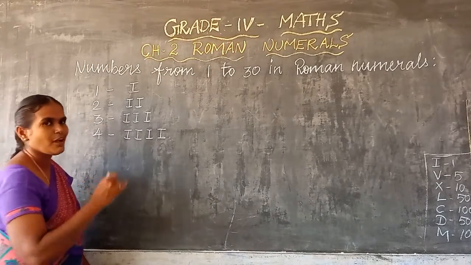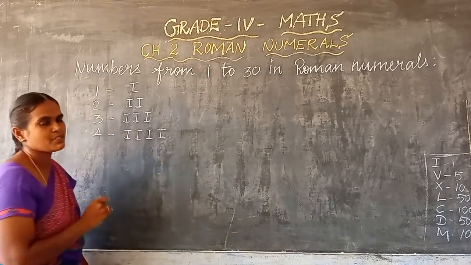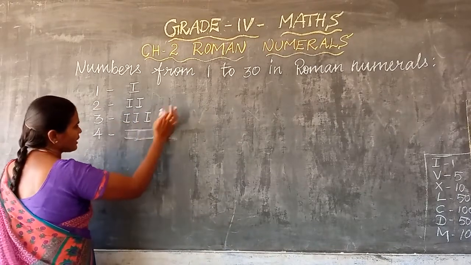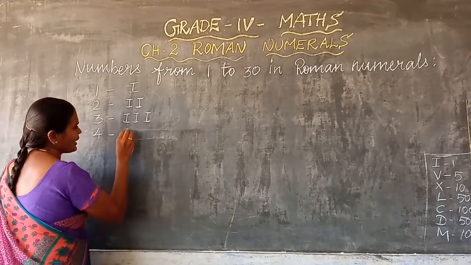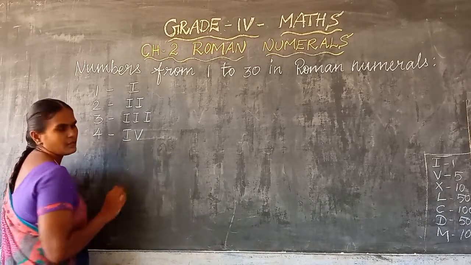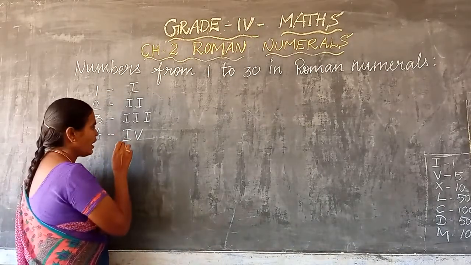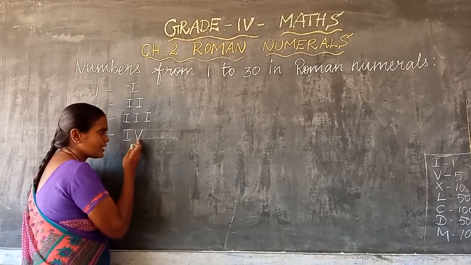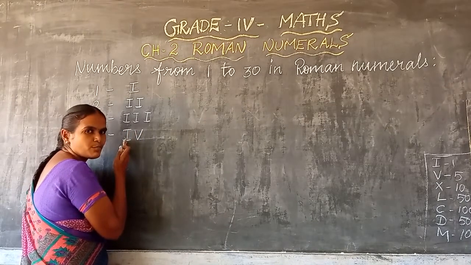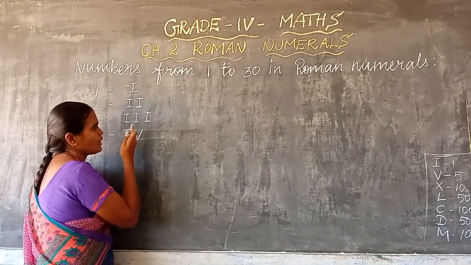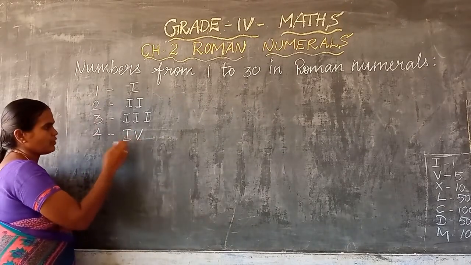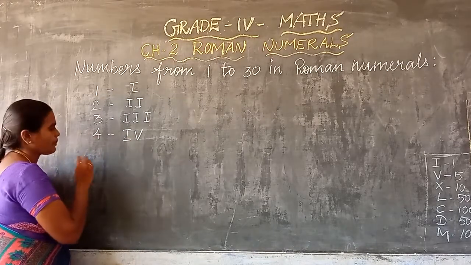So your rule is maximum 3 times repeated only. So 4 times I means wrong. So write IV. Here I value 1, V value 5. Greater number, left side small number means subtraction. So 5 minus 1 we get 4. So 4 means IV.